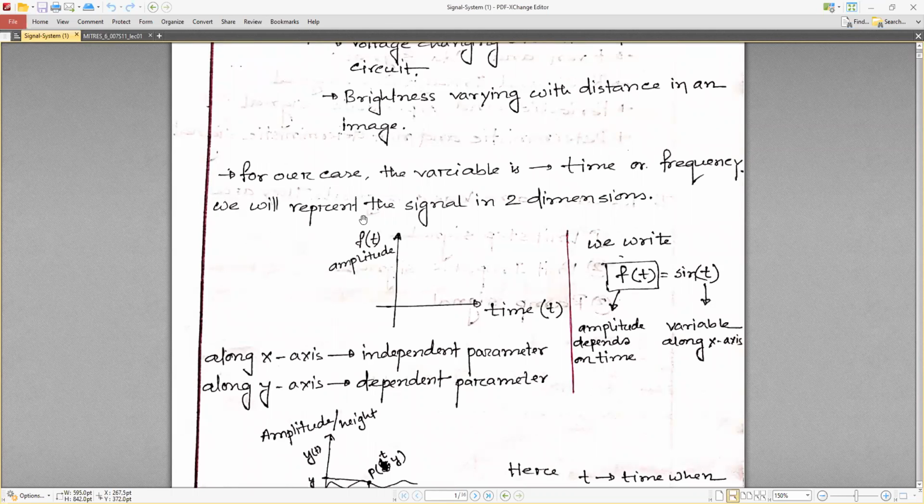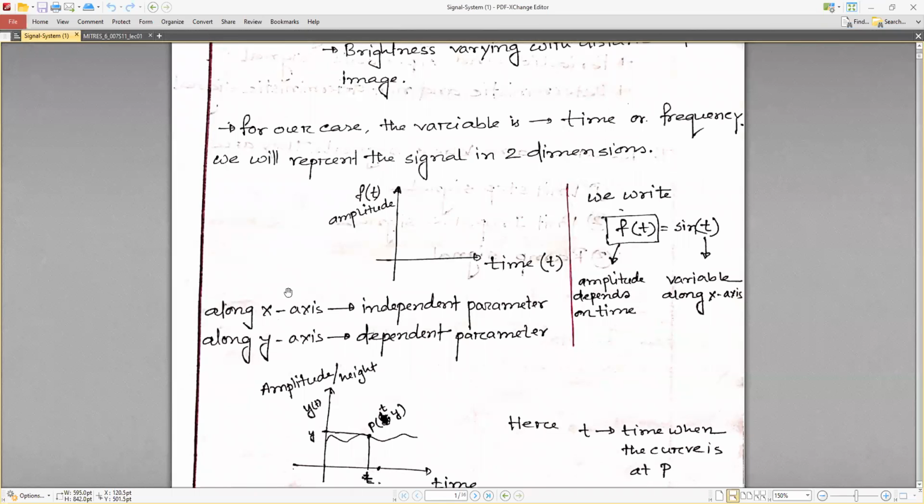So we will represent the signal in two dimensions. One is amplitude, another one is time, right? That is the amplitude, and that is the time. On the x-axis, it is the independent parameter time, but the y-axis is the dependent parameter. Because see the function, time itself is t, but here the amplitude is a function of time, f(t), and the time does not depend on other things.